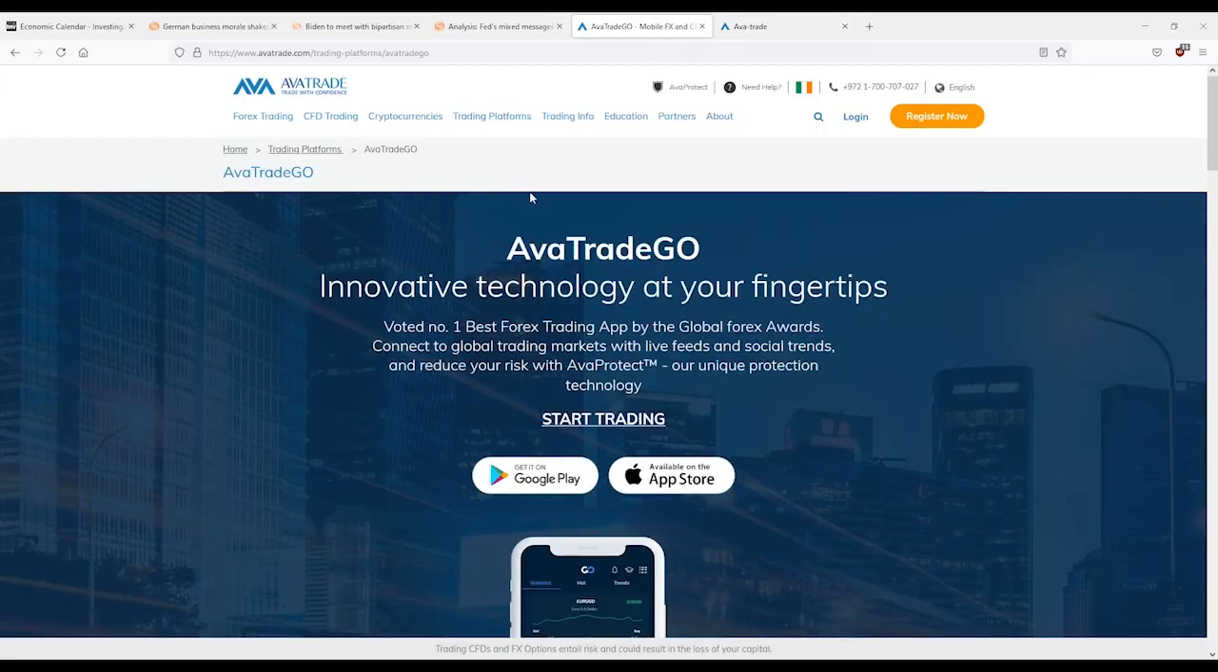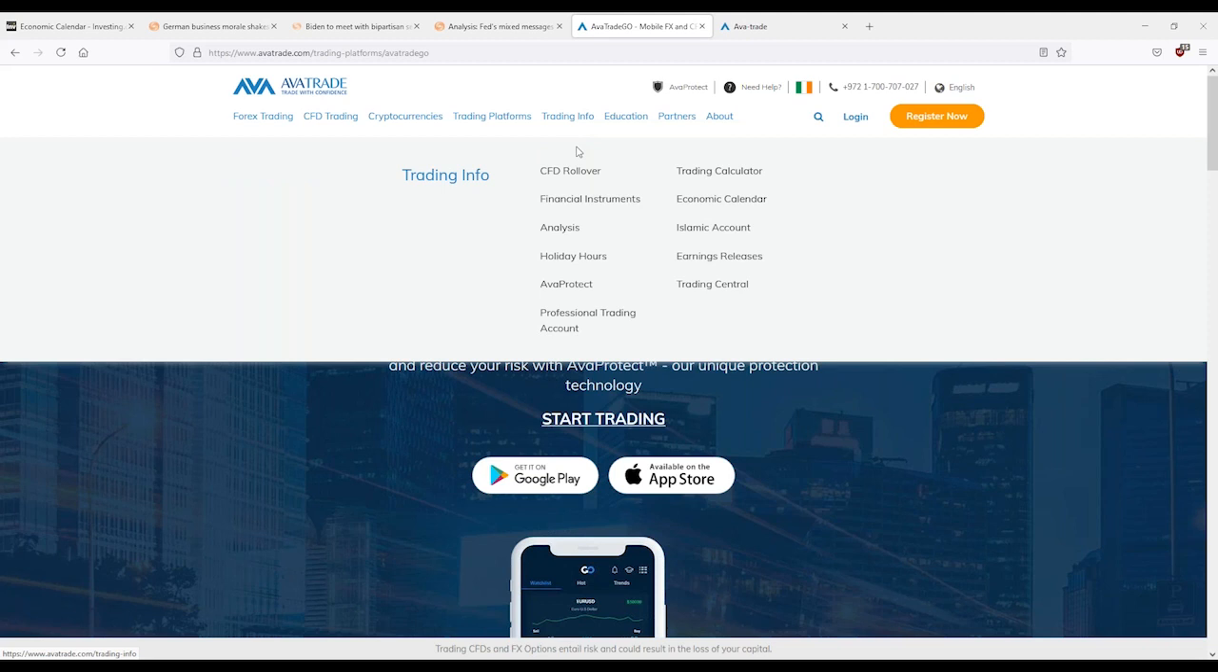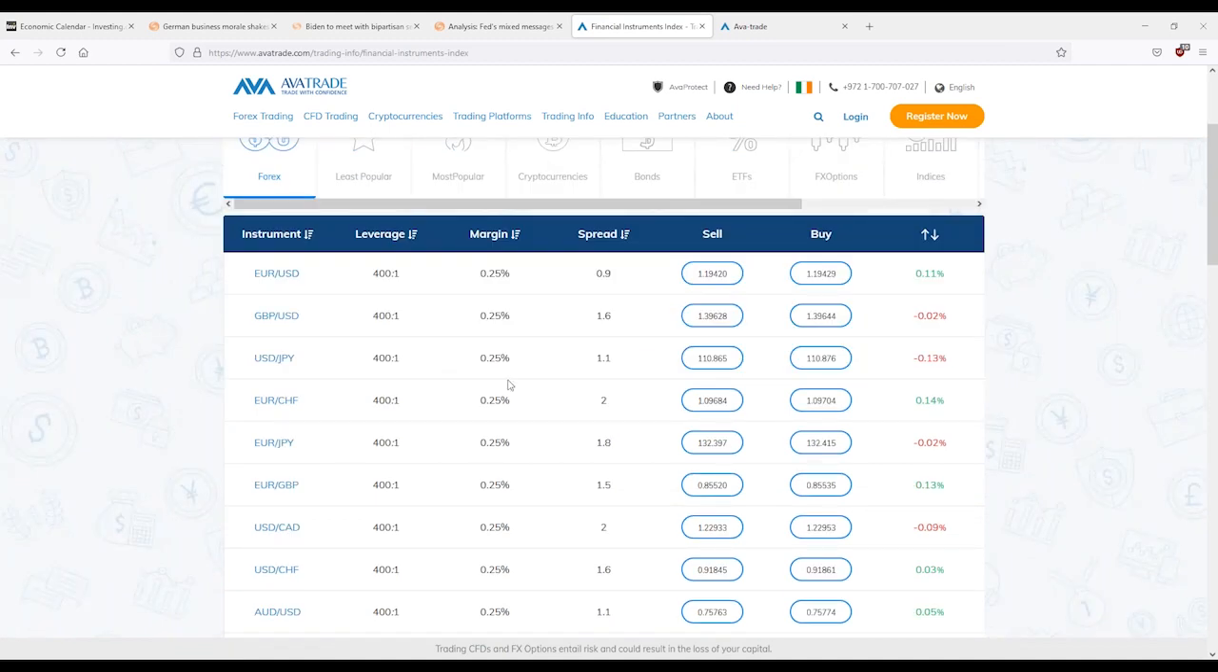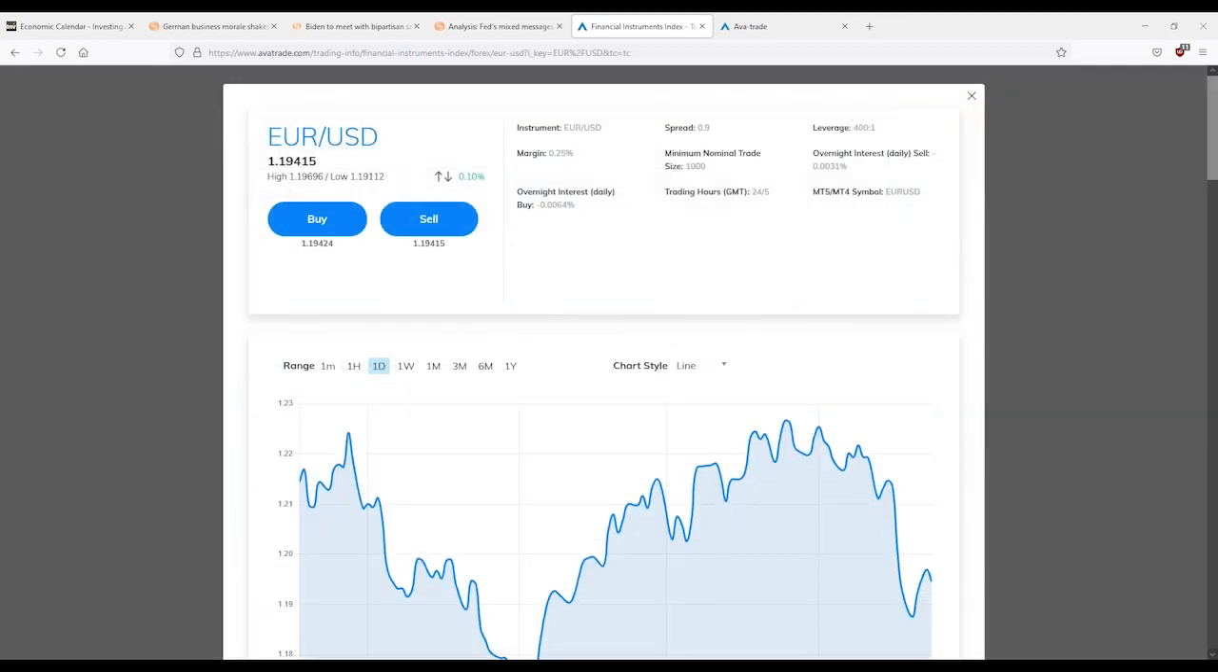Go to our main website, go to Trading Info, go to Financial Instruments, and you see the spreads, the leverages, everything listed here. If I want to know, well, what's the interest I'll pay on Euro USD? Well, you'll be happy to find that if you're selling Euro USD, we're paying you interest, you see. Positive 0.0031%. You get paid interest to sell on Euro USD right now.